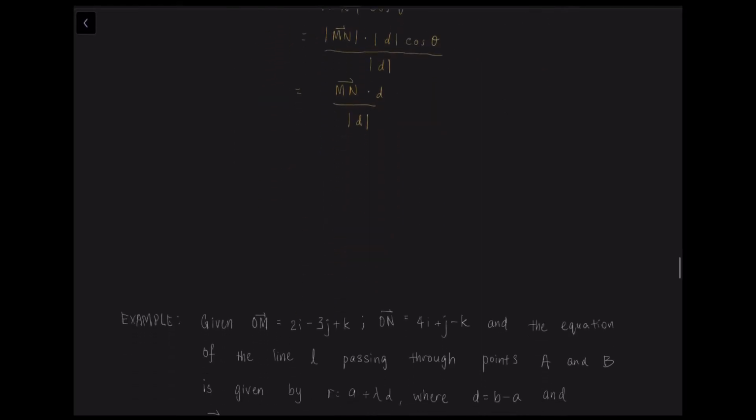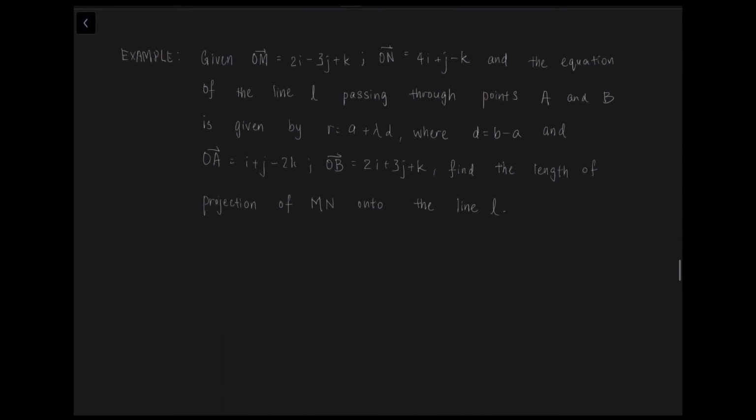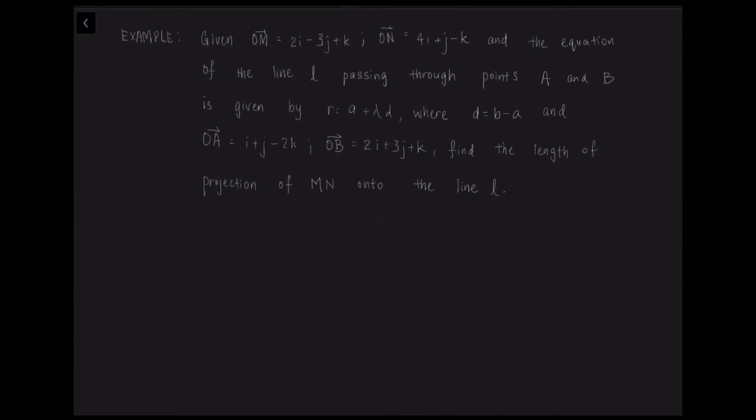Right, let us now look at an example. Given that OM equals this, ON equals that, and the equation of the line L passing through the points A and B is given by r equals A plus lambda D, where D equals B minus A, and we have OA and OB. We want to find the length of projection of MN onto the line L.